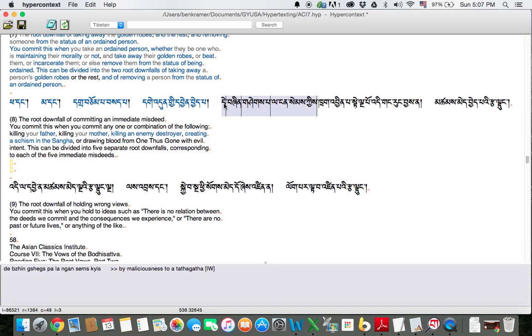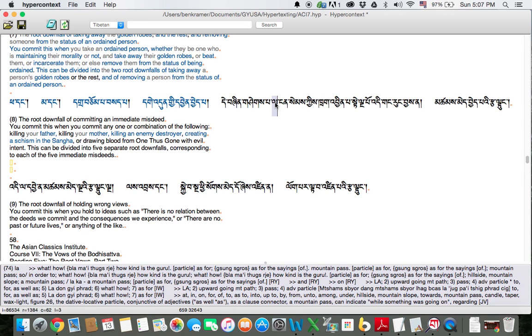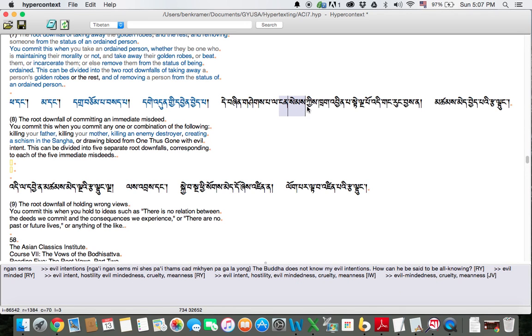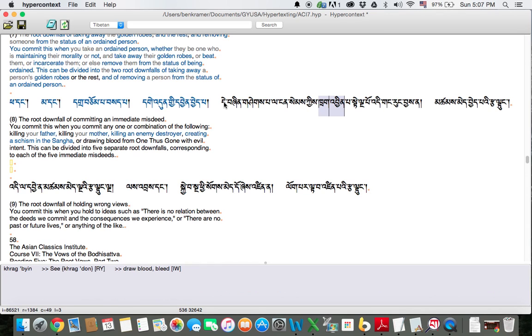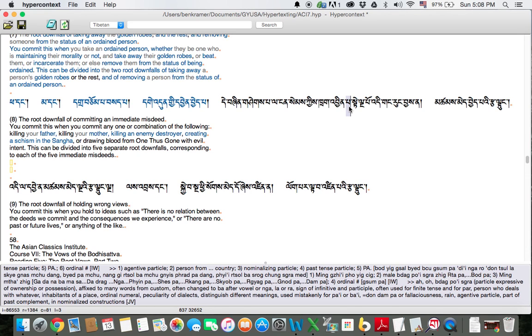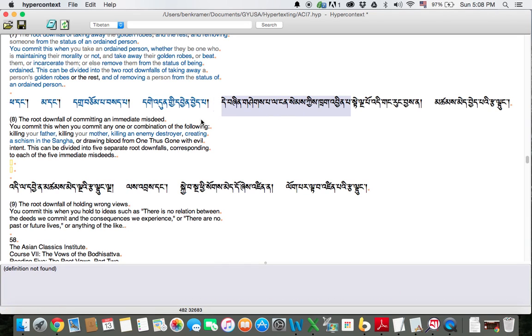Okay, so we're grabbing the full one. There's a couple of full ones here, like one that's gone. Okay, so Deshin Chepa La, evil intention is there. Key, okay. So this whole mess, if we wanted to, because this is a vow, I can grab this whole thing and say, drawing blood from the one gone thus with evil intent, because that's a vow. Yeah, that's it.